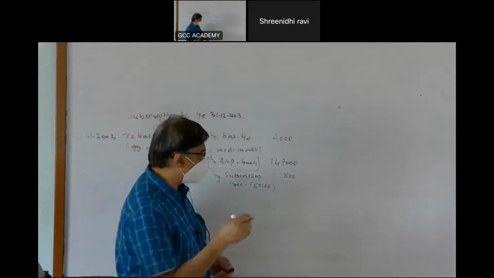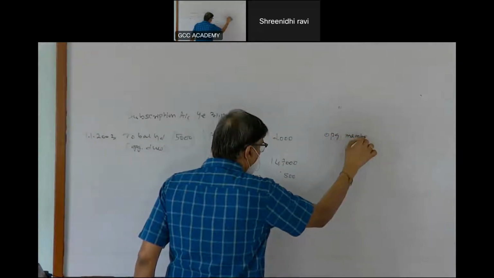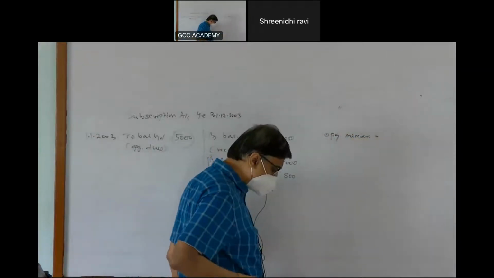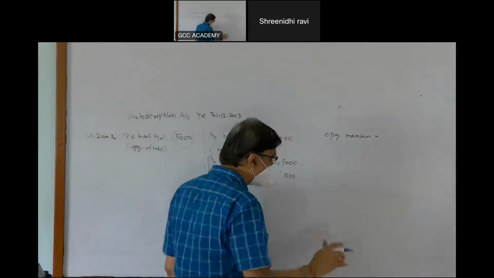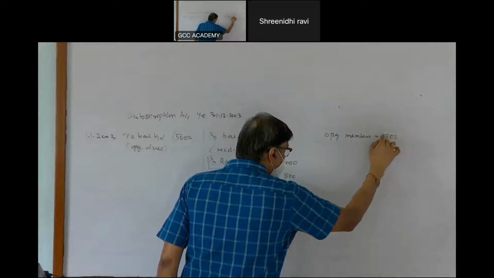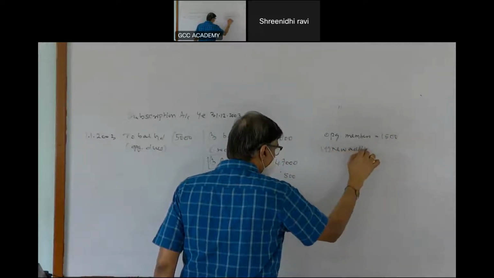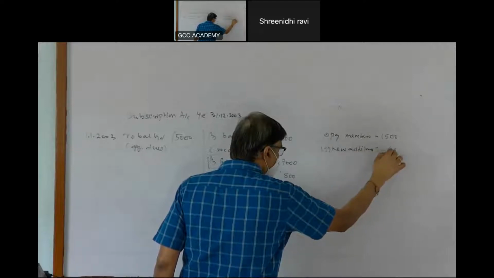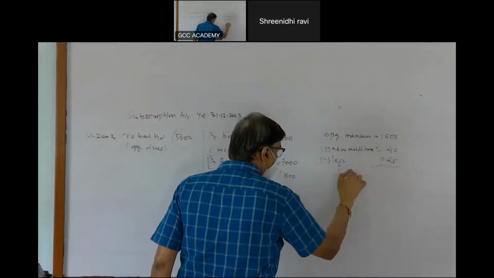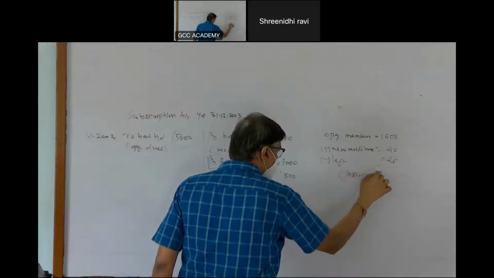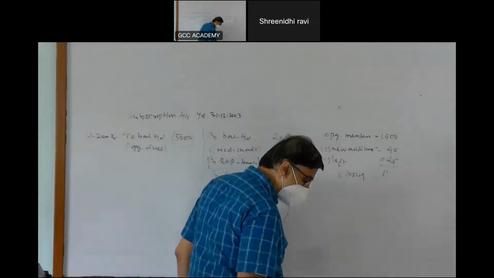Understand carefully. How many opening members were there? At the beginning of the year, the club had a total of 1,500 members. And new additions? 40. Less left. So closing 1,550.